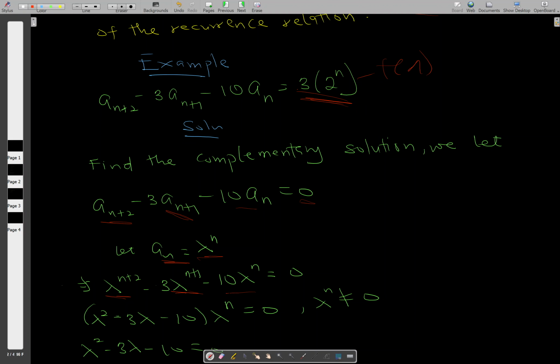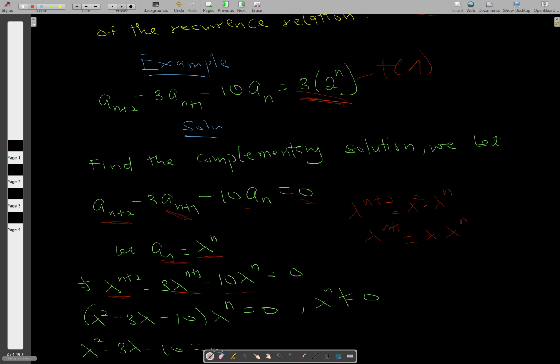But you see, lambda to the power n plus 2 is the same as lambda squared times lambda to the power n. And the second term, lambda to the power n plus 1, is just the same as lambda times lambda to the power n. So you realize that lambda to the power n is a common factor. So we factorize it out.